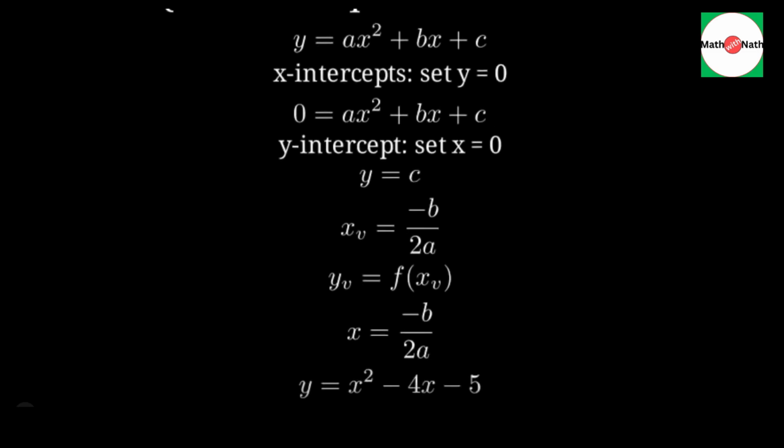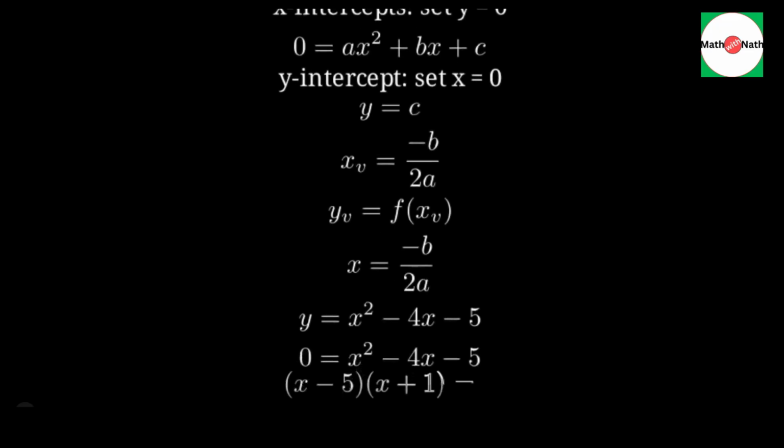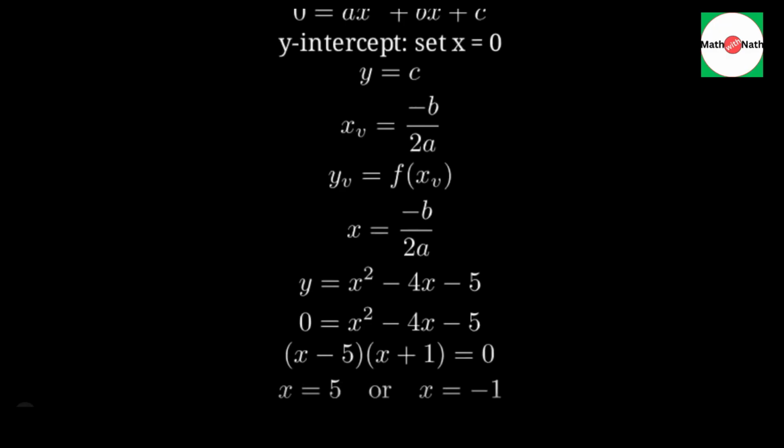Consider y equals x squared minus 4x minus 5. We'll find the x-intercepts, y-intercept, vertex, and axis of symmetry. For x-intercepts, set y to 0. We solve x squared minus 4x minus 5 equals 0.